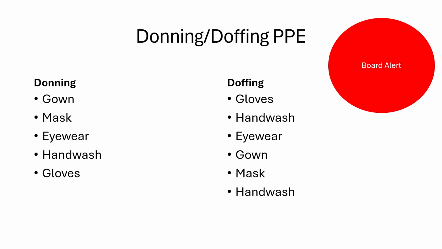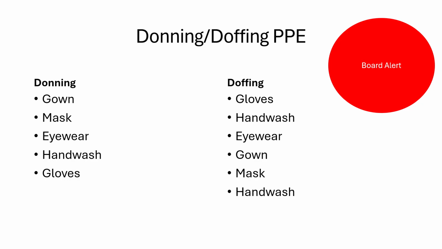So when you see a red circle like this that says board alert, this means that you 100% absolutely need to know this. Not optional. I guarantee it will be on my test. I guarantee it will be on the national board exam. So these are things that are a must.